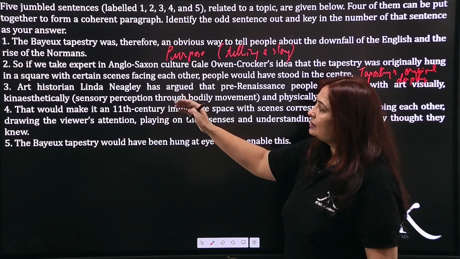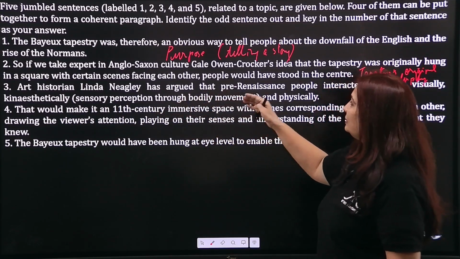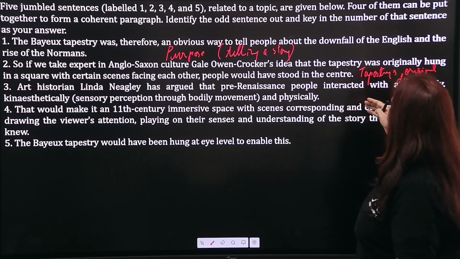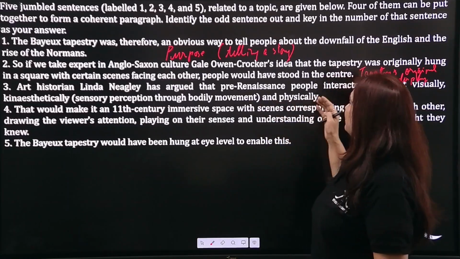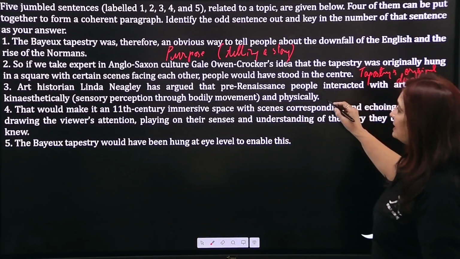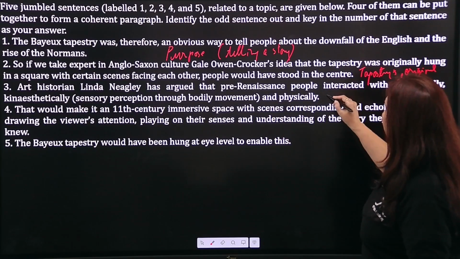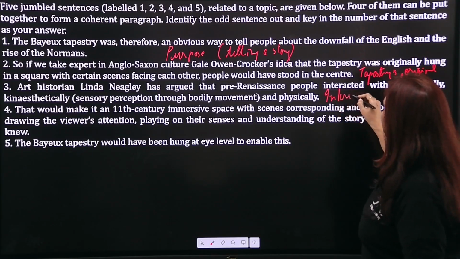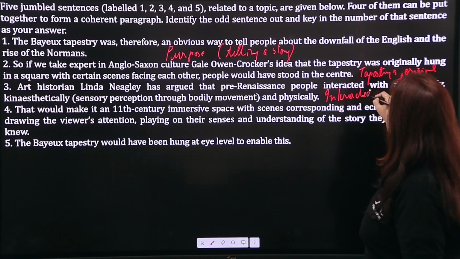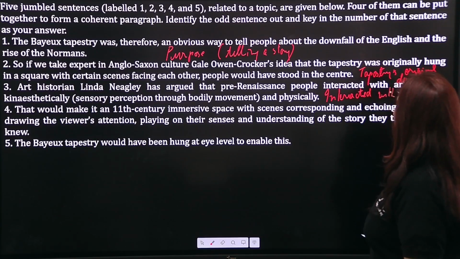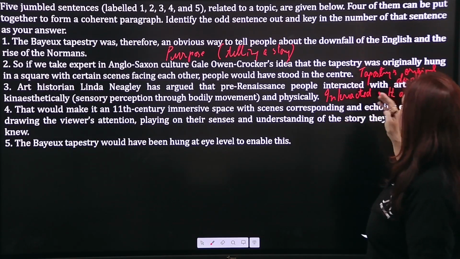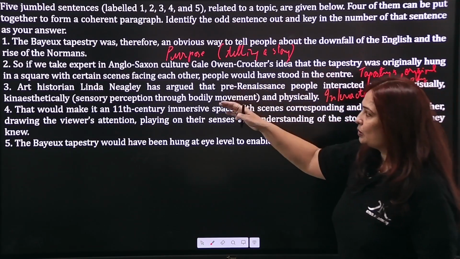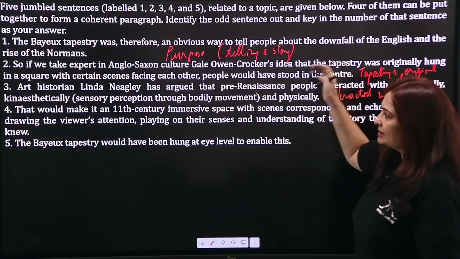Sentence 3. Art historian Linda Neagle has argued that pre-Renaissance people interacted with art visually, kinesthetically, and physically. And this sentence talks about how people interacted with art. What were the ways of interacting with art? Those ways were visual, kinesthetic, and physical.